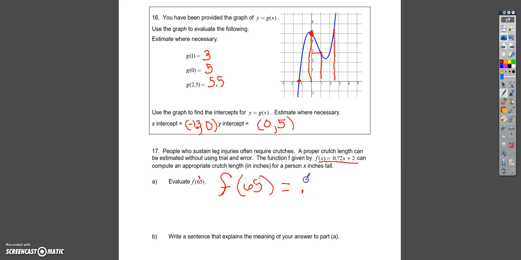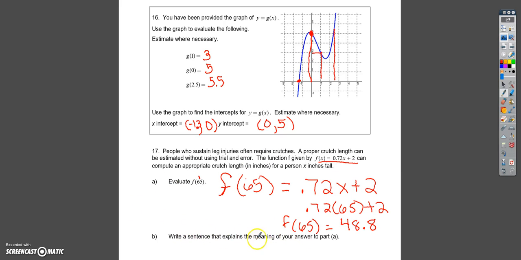equals, and then we put our function. So we're going to put 65 in here, plus 2, and that gives us 48.8.